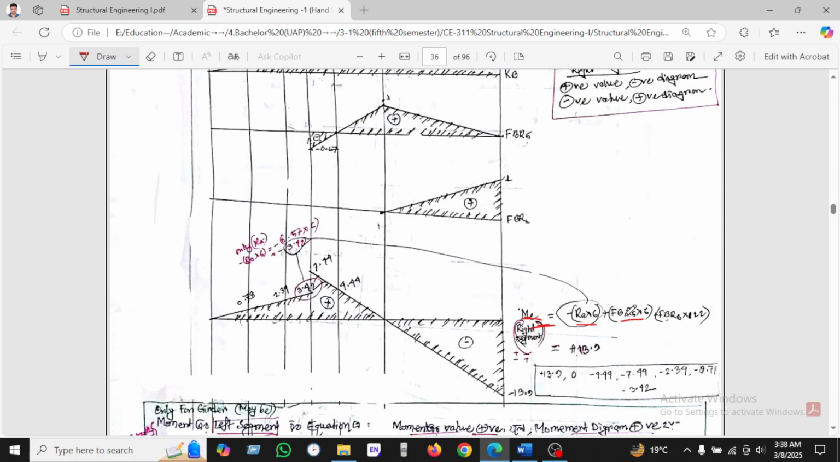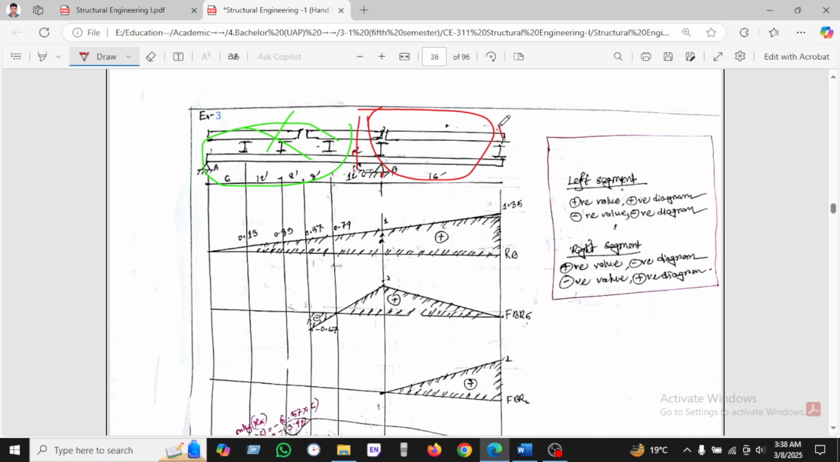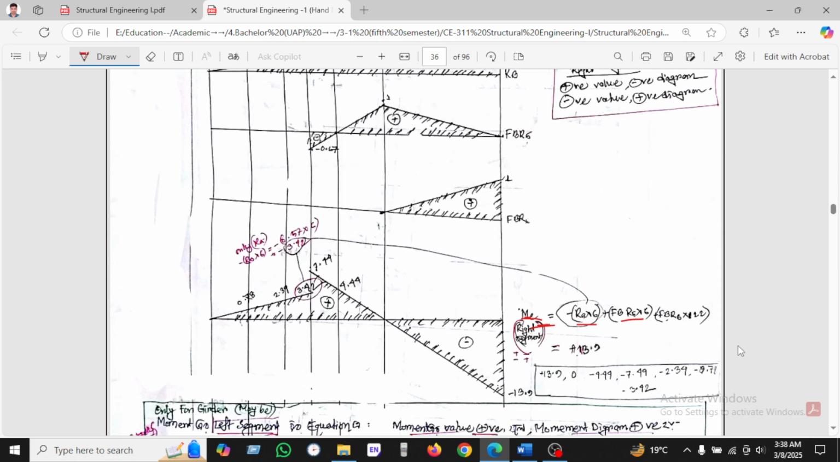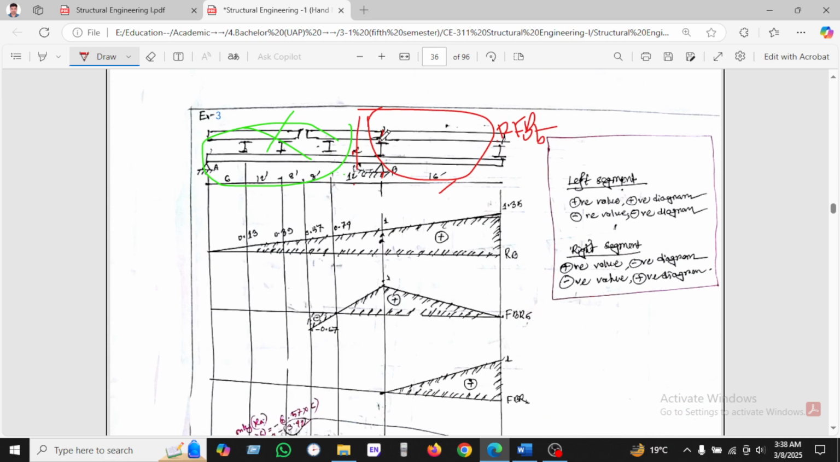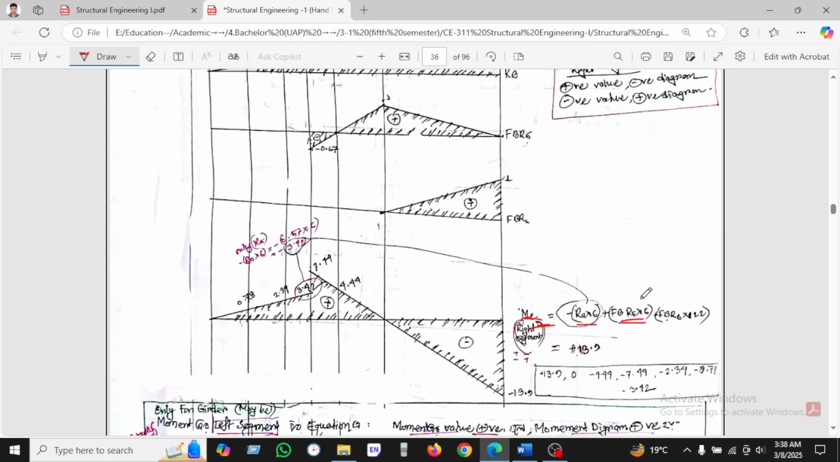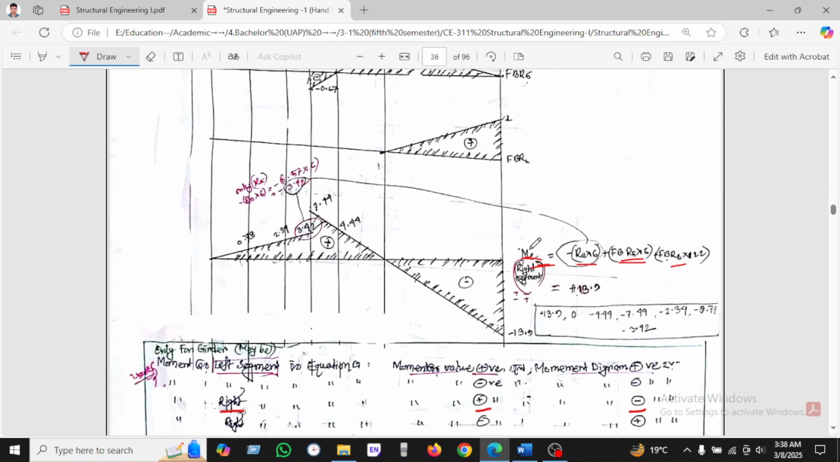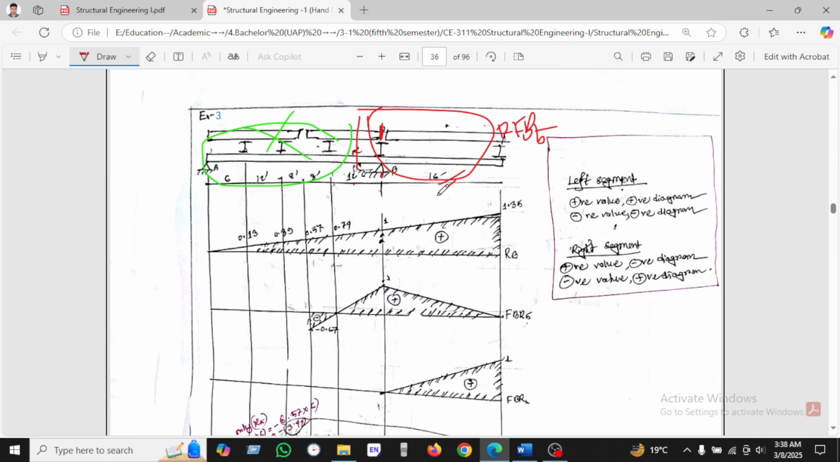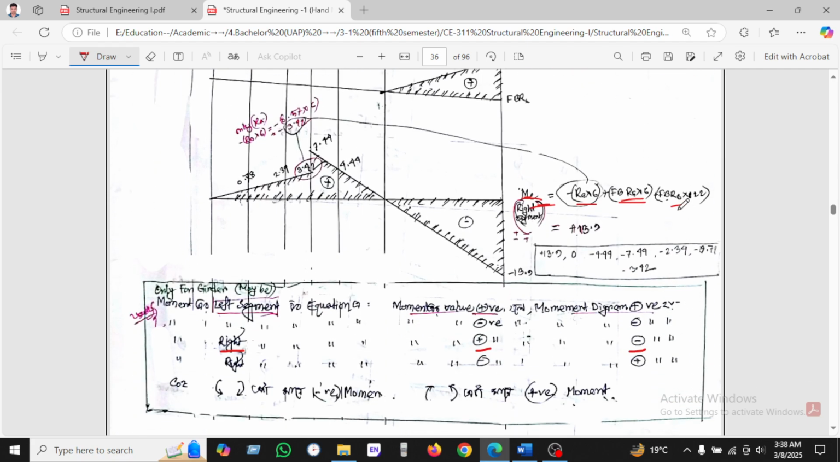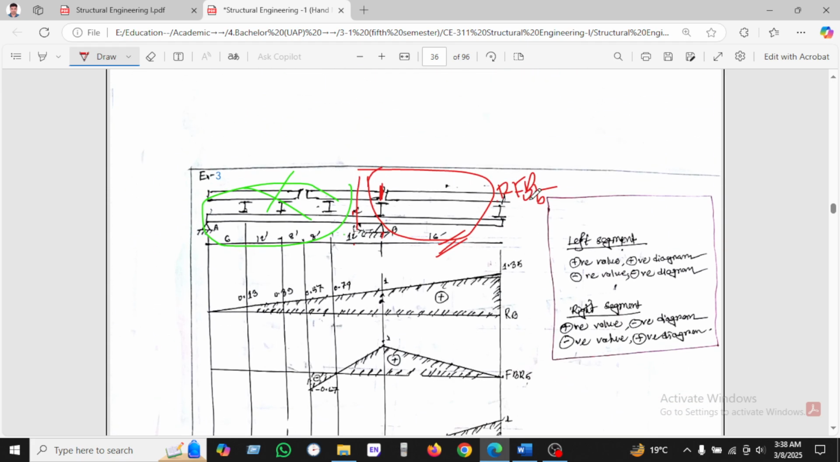Floor beam RB 5. This is the floor beam RB for floor beam 5. How much? 6 plus 16. First floor beam is 16, and floor beam 2 is 6 into 16. It will be 22. It will be floor beam 6, and it is the floor beam 5.